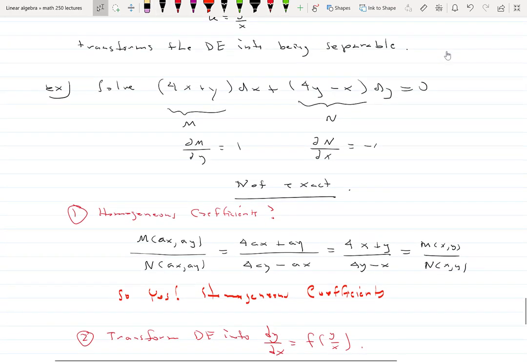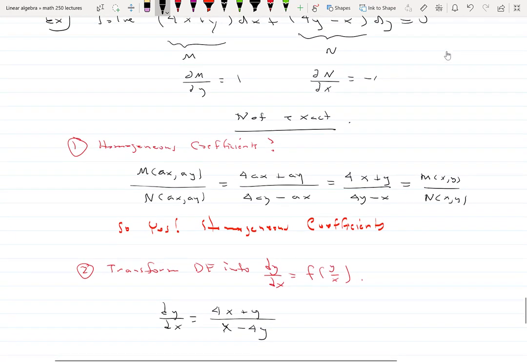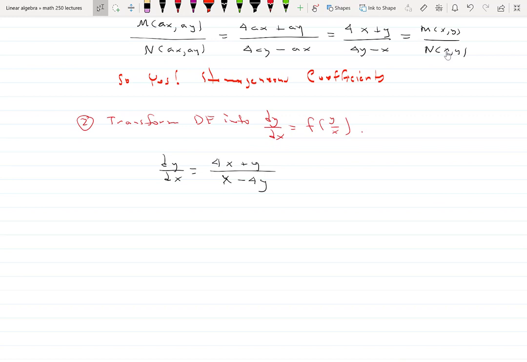So the original differential equation was given in differential form. So if we write this differential equation in a derivative form, we get dy dx equals 4x plus y over x minus 4y, I believe. Yeah. Just make sure. Yes. Okay. Let's try to make the right-hand side into a function of y over x. So I'm going to divide numerator and denominator by x, and then look at that. The right-hand side is a function of y over x.